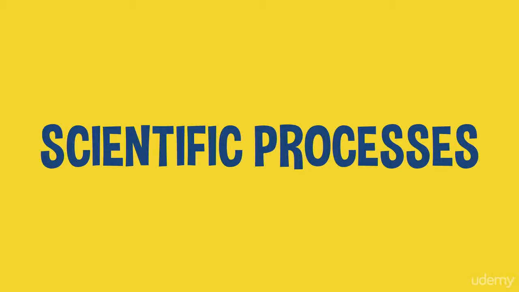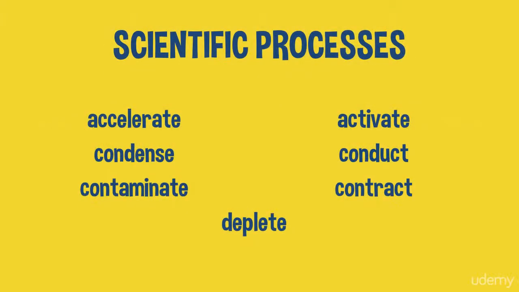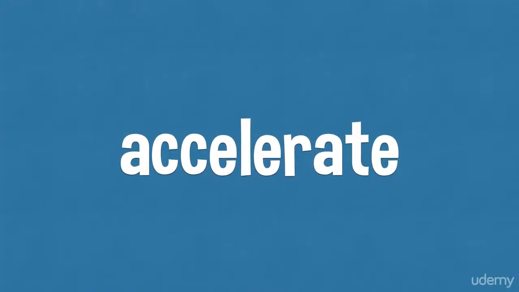In this lecture, we're going to look at some vocabulary connected to scientific processes. And here are your 7 words: accelerate, activate, condense, conduct, contaminate, contract, and deplete. So your first word is accelerate.